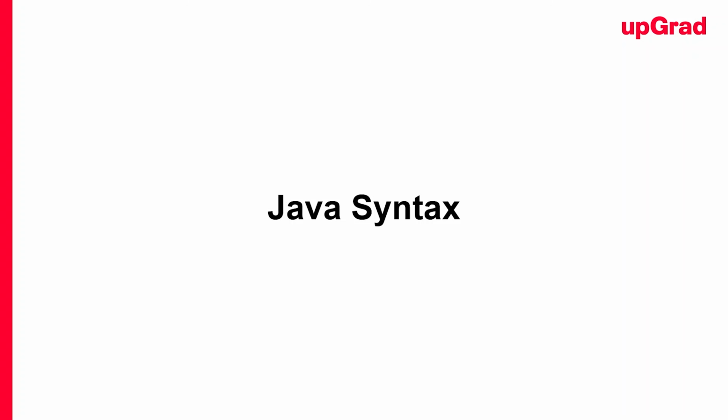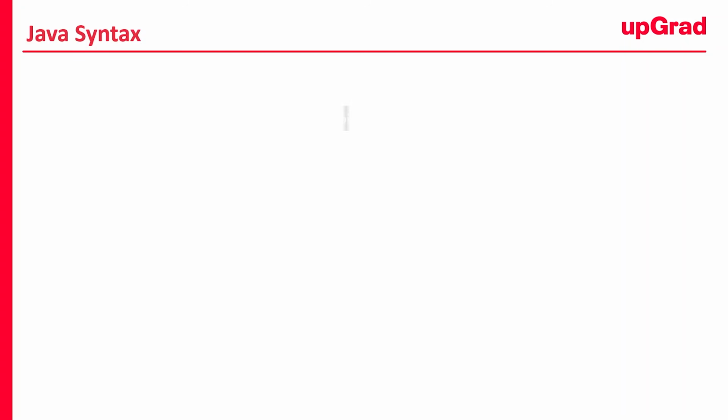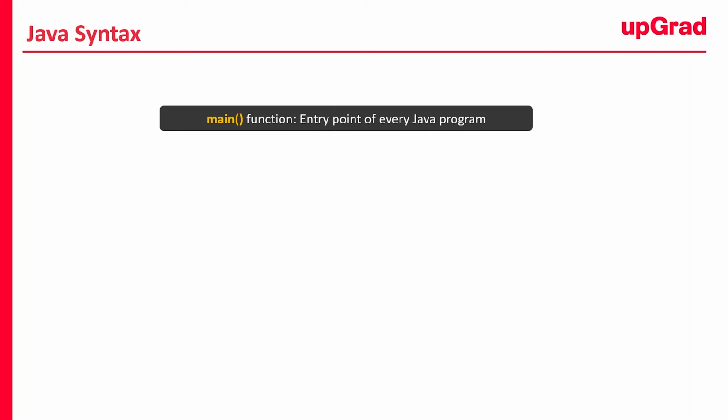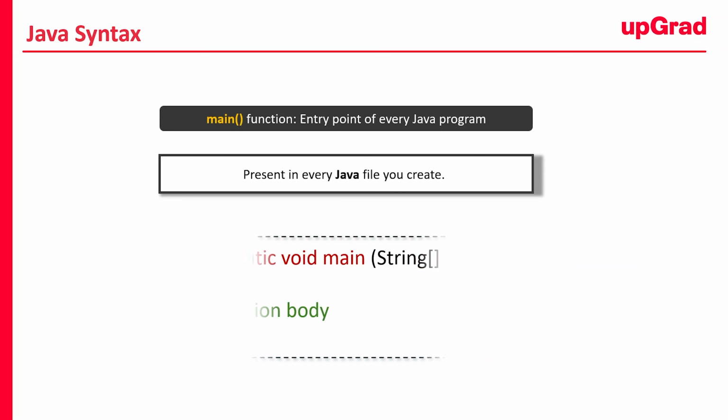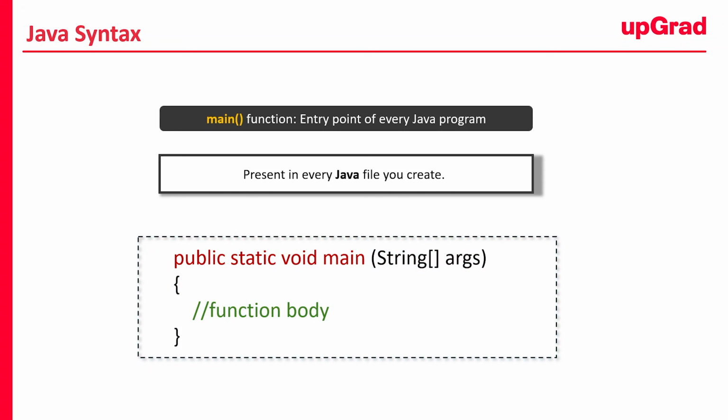Alright, let's break down the Java syntax. So when you're writing a Java program, one of the first things you'll notice is the main method. This is super important because it's the entry point of every Java program. You will see it in every single Java file you create. The main method looks like this: public static void main string arguments, as you can see on the screen.